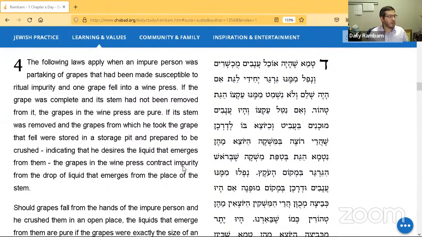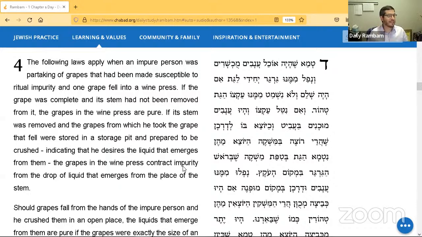Halacha 4. The following law applies when an impure person was partaking of grapes that had been made susceptible to ritual impurity, and one grape fell into a wine press. So he's eating the grapes, and one grape falls in. He's impure, and the grapes are susceptible. They've already become contact with liquid.